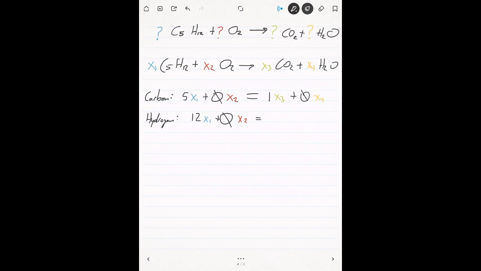And then that's going to equal, well, again, there are no hydrogen atoms in this product, so I'm going to say 0 times X3, which I know is 0, but just humor me for right now. And then in the last one, I have 2 hydrogen atoms times X4. Okay, here I have my hydrogen equation. And while we're at it, let's write the one for oxygen.